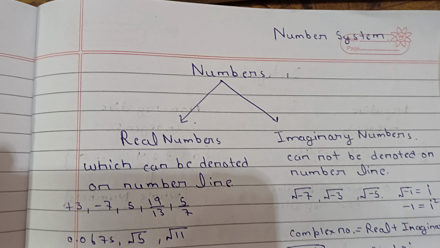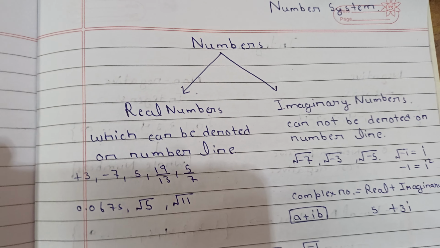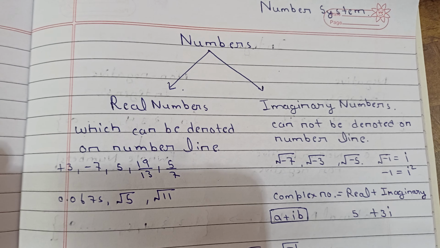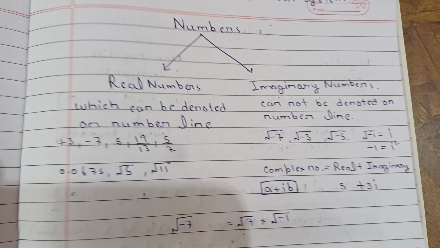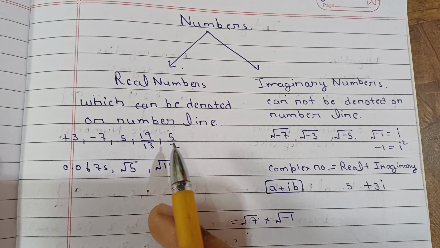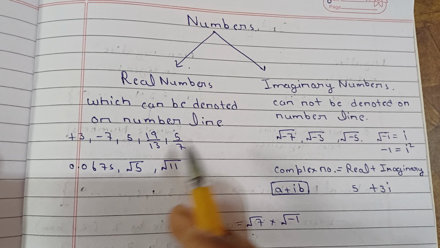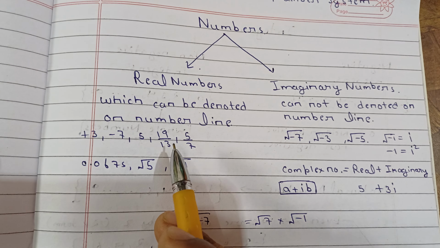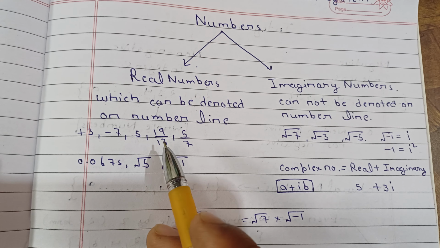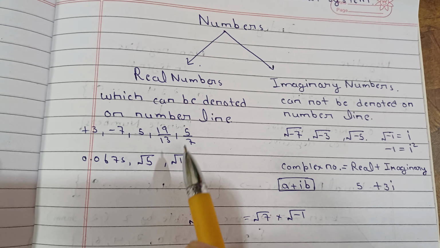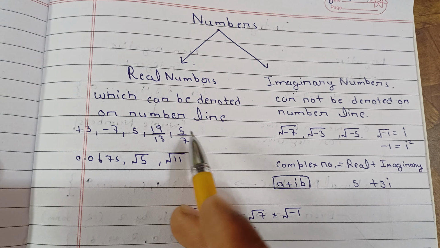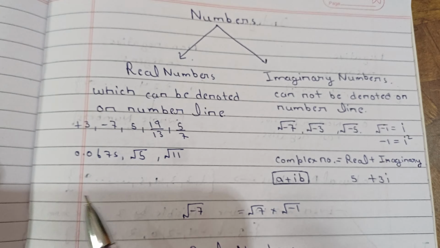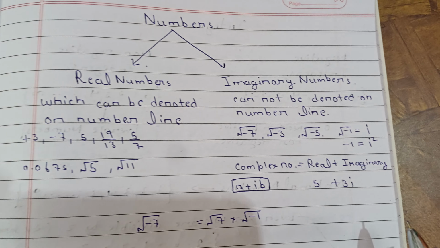So let's see the first topic, that is number system. Let's see first numbers, about the numbers. Numbers are of two kinds: real numbers and imaginary numbers. What are real numbers? Any number which can be represented on a number line. It can be a fraction, an integer, a decimal. All are real numbers, meaning they can be represented on a number line, the x-axis.